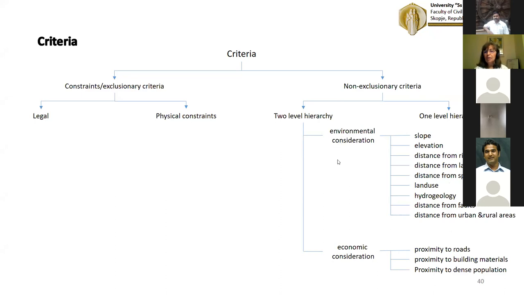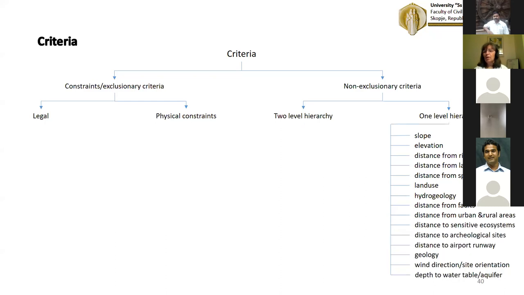And then these environmental and economic considerations consist of criteria fulfilling this aim of protection of the environment or fulfilling some economic aim, like, for example, minimizing the costs for, let's say, transportation. Environmental considerations consist of criteria like slope, elevation, distance from rivers, distance from lakes, distance from springs, et cetera. And economic consideration consists of some other criteria like proximity to roads, to building materials, and to dense populations. One-level hierarchy criteria are the sole criteria grouped into one level, let's say, of hierarchy.